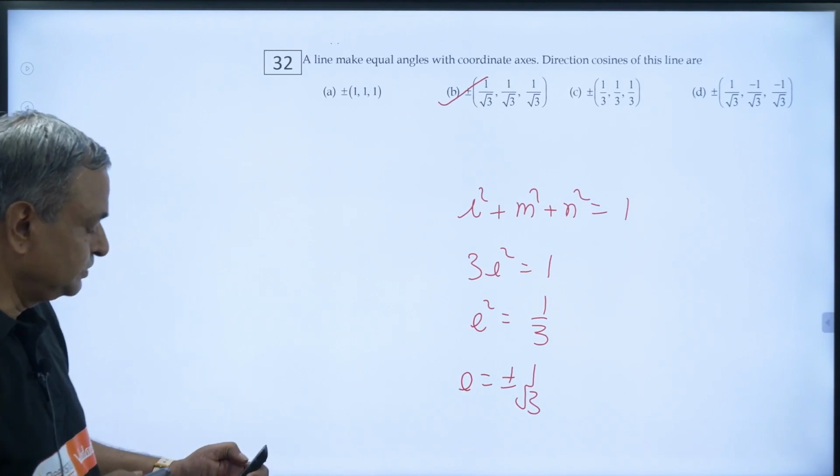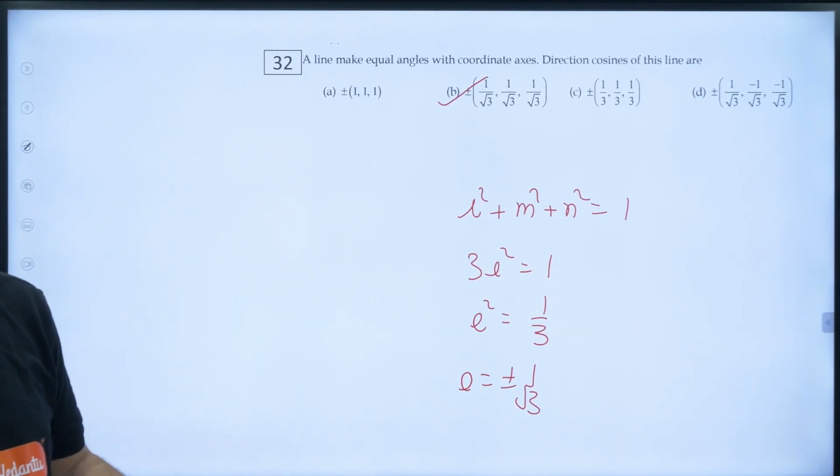Sorry for the inconvenience. Question 32, a simple standard result.